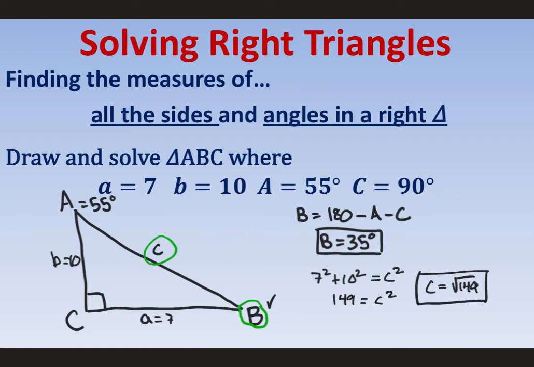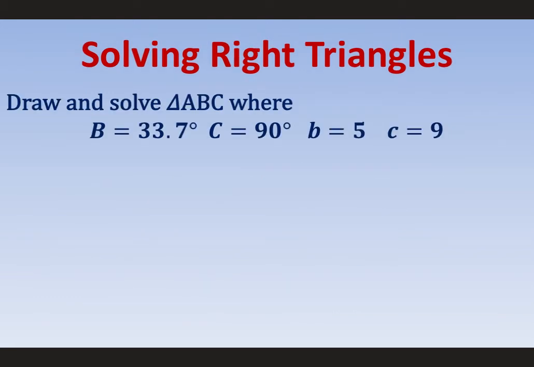We've done it. We have solved the triangle. We found that missing big angle B. We found the missing side length C. We now know all 6 pieces of information, all 3 sides and all 3 angles. So that's what it means to solve a right triangle. All right, let's give one more a try.